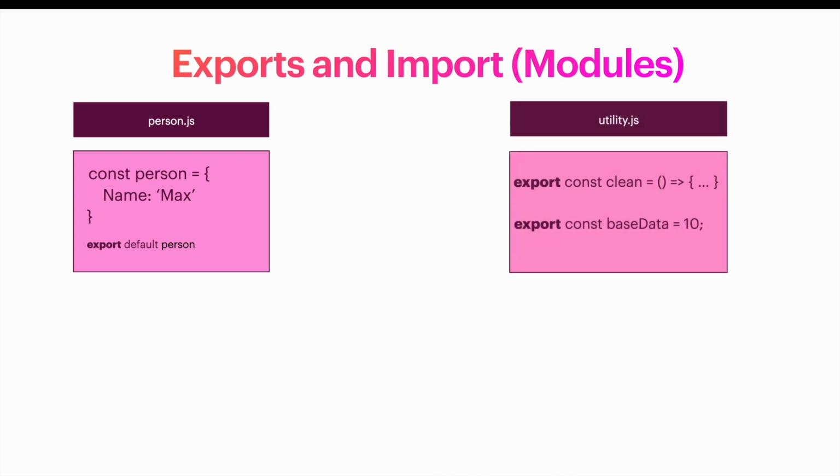Let's see another example. Let's suppose we have another JavaScript file where we have declared an arrow function named clean and a constant variable named base data, which has a value of 10, and we want to send this arrow function as well as this constant variable to some other JavaScript file. For that, we have given an export keyword here.